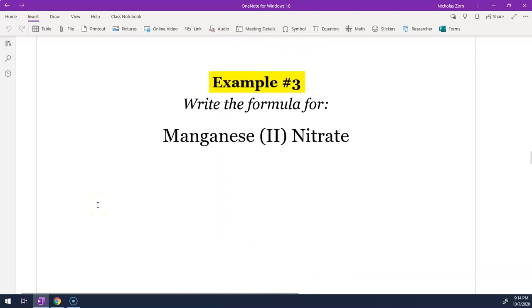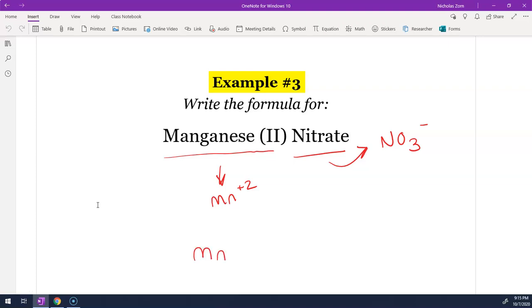All right, next we have manganese 2 nitrate. So nitrate is going to be NO3, and it has a -1 charge. Manganese 2 is going to be Mn with a +2 charge. So our cation goes first, manganese. Now I'm going to need 2 of these nitrates to cancel out. So if you remember, our polyatomics go in parentheses. And then if I need 2 of them, I'm going to add a subscript 2.